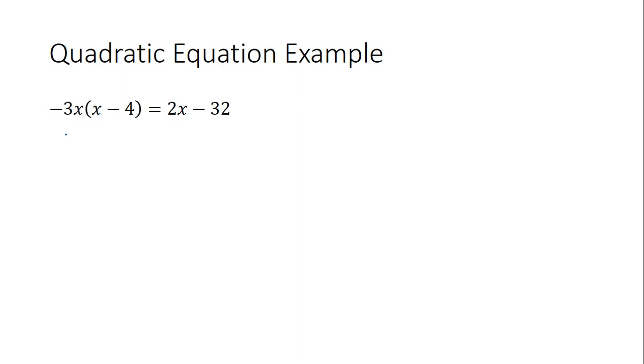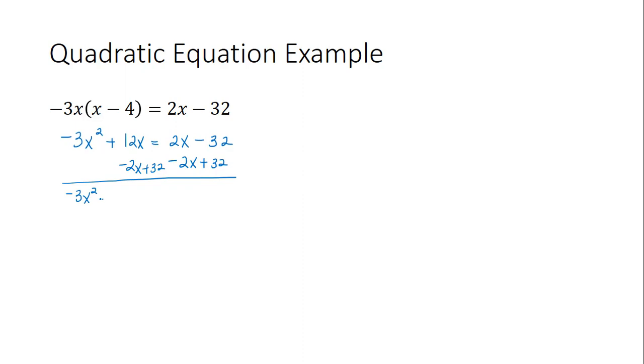Distributing on the left, we get negative 3x squared plus 12x is equal to 2x minus 32. To get one side equal to 0, we will subtract 2x from each side and then add 32 to each side. So we get the equation negative 3x squared plus 10x plus 32 is equal to 0.